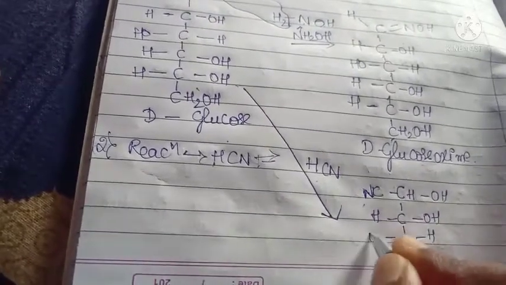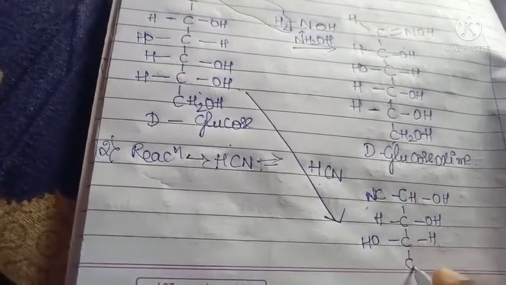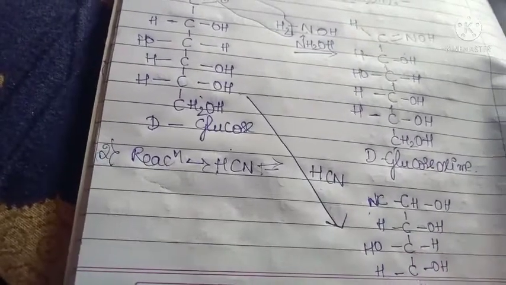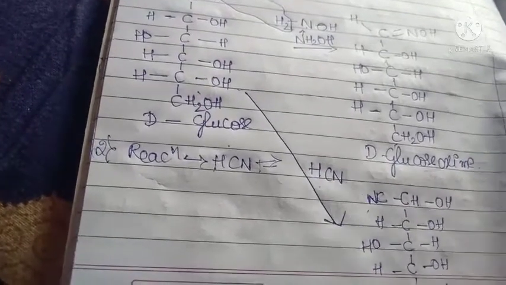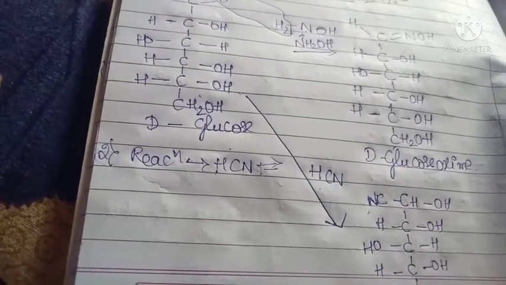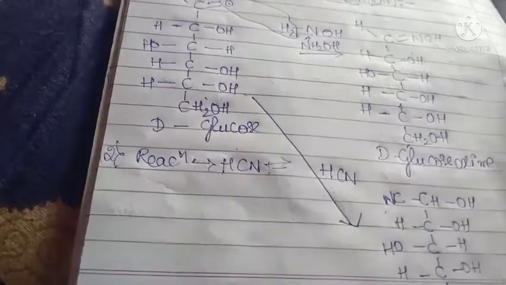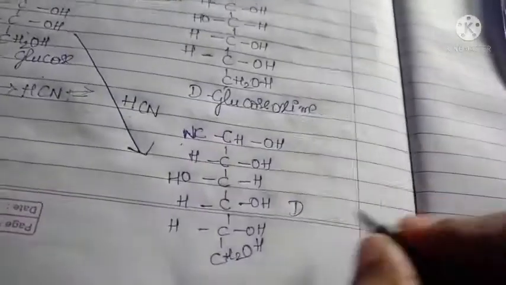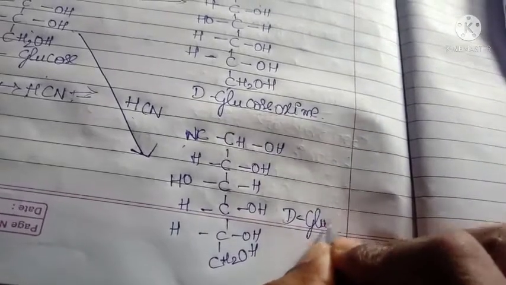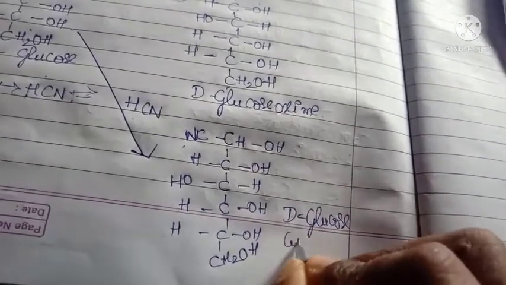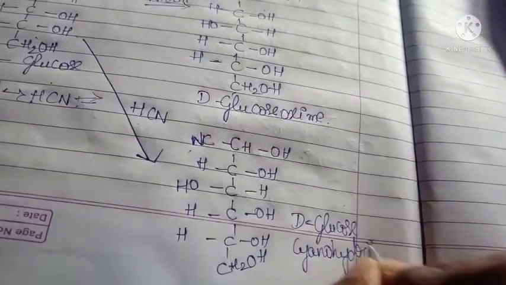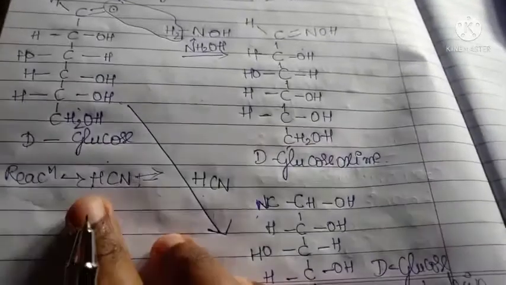Then the remaining chain stays the same, ending with CH2OH. This is D-glucose cyanohydrin. Okay, this is all about the reaction with hydrogen cyanide.